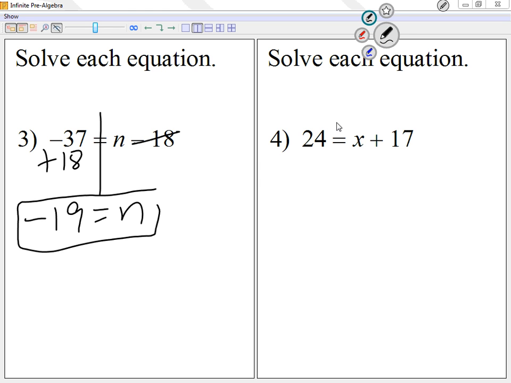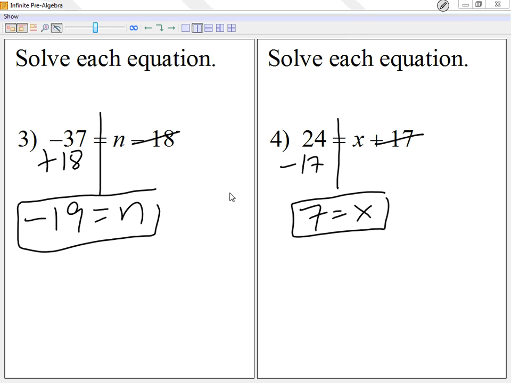If I look at number 4, my +17, let me move it to the left as a -17. Signs are different, so I'm going to subtract and keep the sign of the larger one. I have +7 is equal to x. Again, it doesn't matter whether the letter is on the right or the left. It's just letters on one side, numbers on the other. So that's how we simplify it.